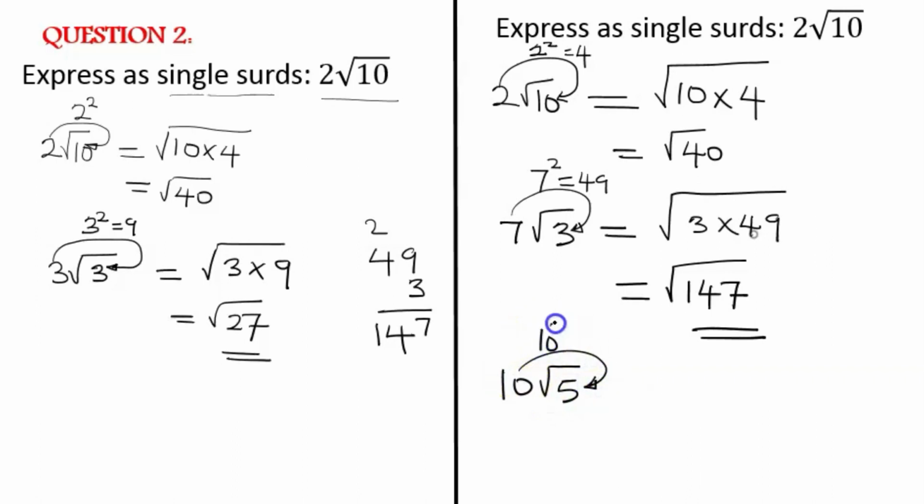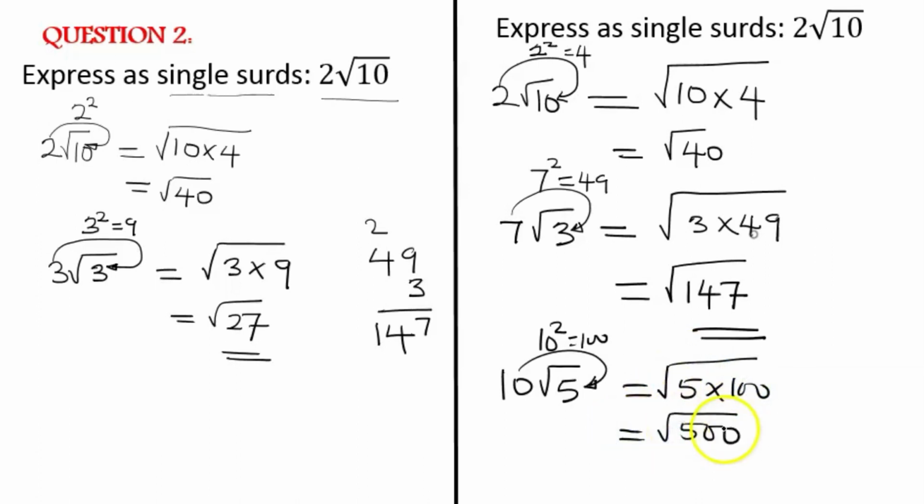It's going to be 10 squared, right? Which is 100. Okay. So what's this one going to give me? It's going to give me 5 that was under it before, multiplied by 100. Okay. So this is going to give me 500.